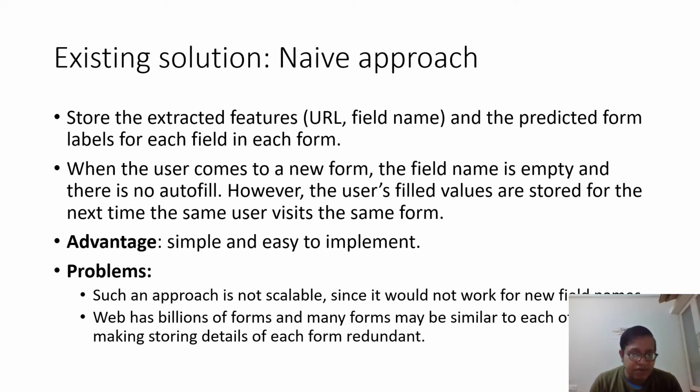The first time, of course, the browser doesn't know what to fill, so there will be no autofill. But next time you come to the same form, because it knows that for this URL and for this field name, this is the value that should be filled, it just fills it. So this is very simple to implement. It just needs a database which stores this mapping everywhere. But it's not scalable because a field like the name, for example, can be there in multiple forms, right? You don't need to store the name separately for every single form. That is just not scalable.